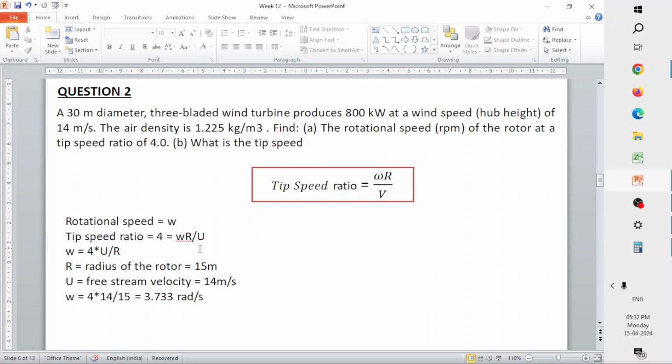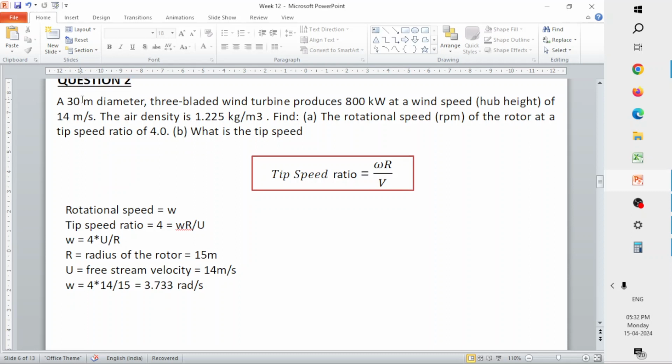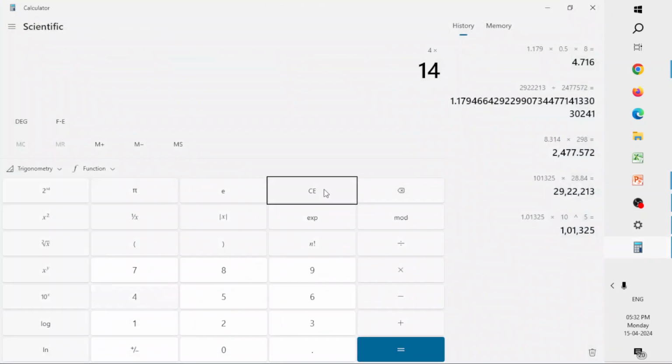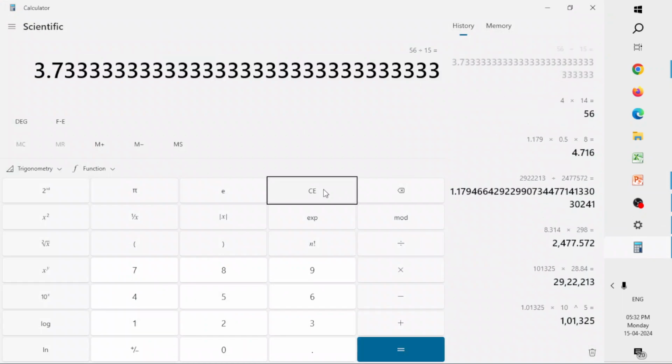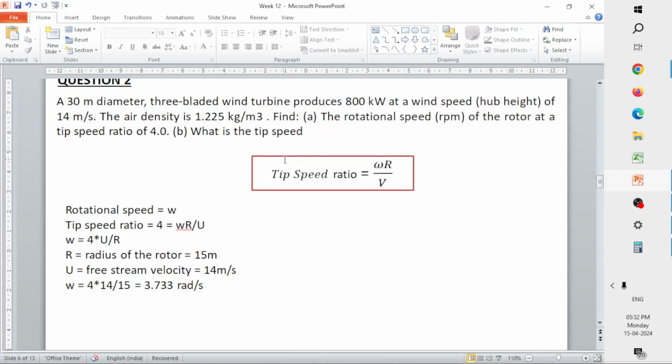So once you substitute the value, you will get omega as 4 times u by r. R is nothing but the radius of the rotor. The diameter of the rotor was given as 30 meters, so the radius is nothing but diameter by 2, that will be 15 meters, and your u is given as 14 meters per second. So if you multiply 4 times 14 by 15, you will get 3.733, and the units for this are radian per second.